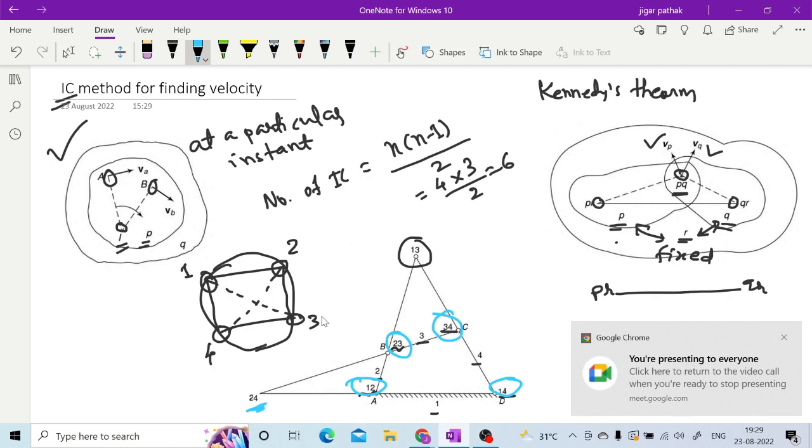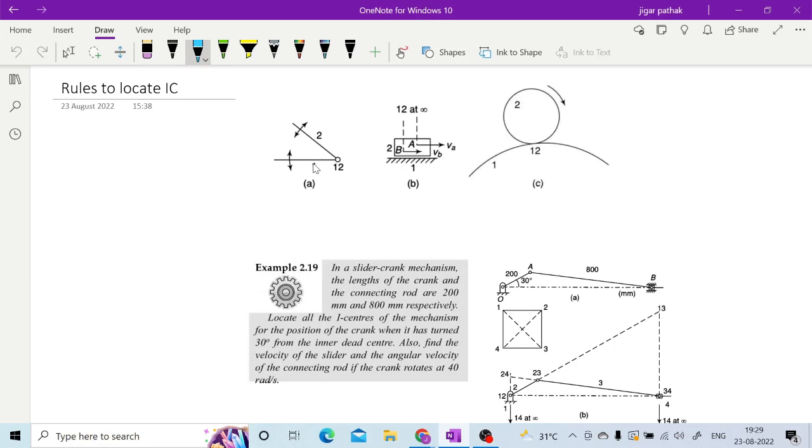So, now moving to the next thing, that is rules for locating instantaneous center. As I have told you, whenever you are having any turning pair, your instantaneous center of rotation will be located at the center line of the pin which is joining link 1 and 2. If you are having a slider sliding on a particular surface, then as you can see, the instantaneous center of rotation will be at infinity, right? Because it is having parallel velocities to each other. So when you go for finding the intersection, you will have it lying at infinity.